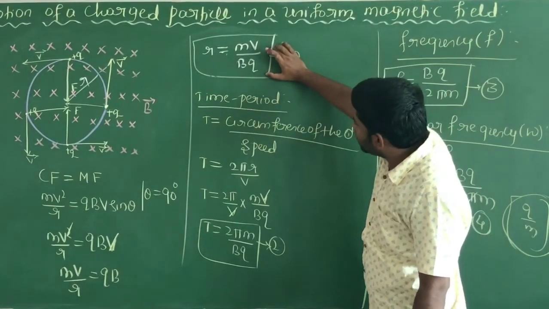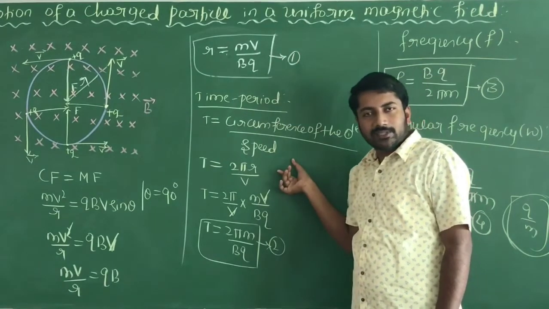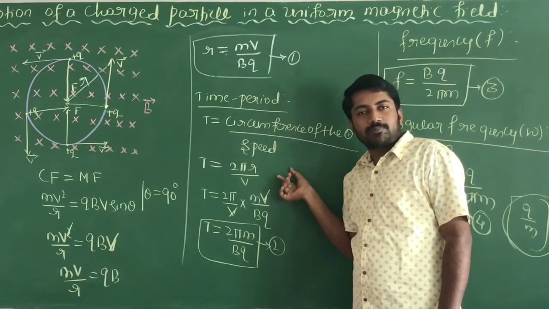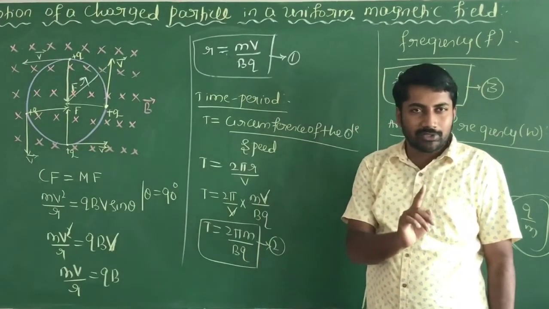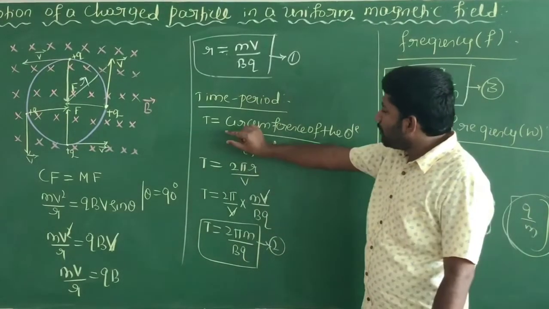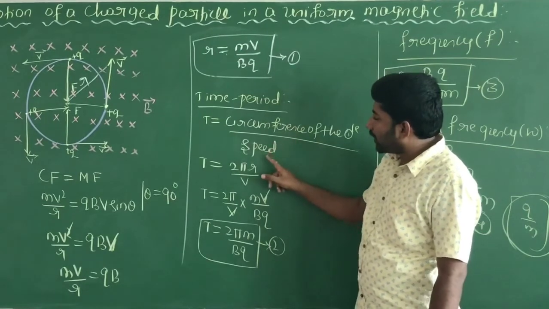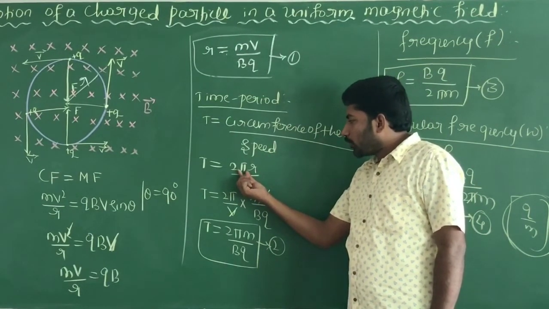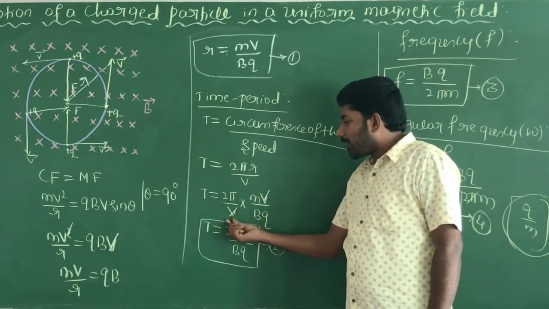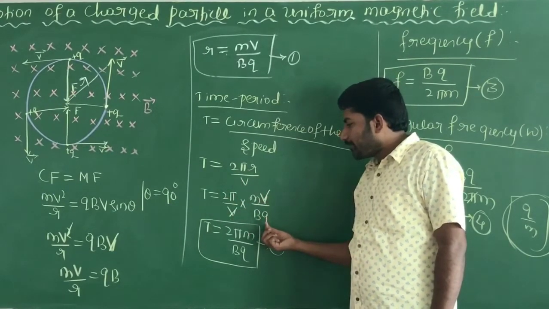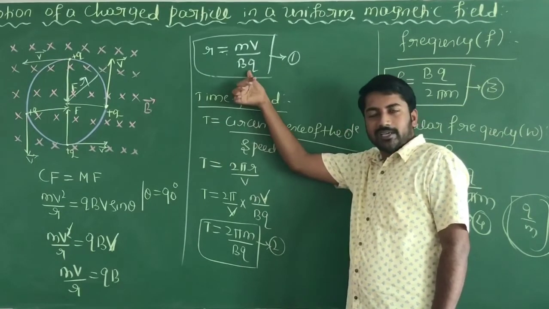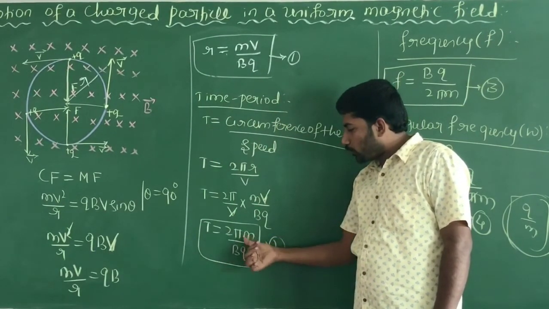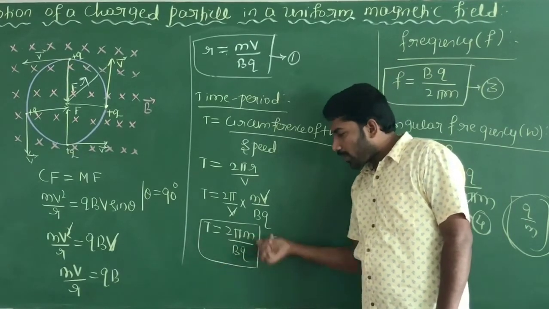Using this radius equation, we can calculate the time period of the charged particle. Time period means the time taken by the charged particle to complete one revolution. Here, the time period formula is circumference of the circle divided by speed. Circumference of the circle is 2 pi r, divided by v. 2 pi divided by v into r, where r is equal to mv divided by Bq. We get time period is equal to 2 pi m divided by Bq, which is the expression for time period.